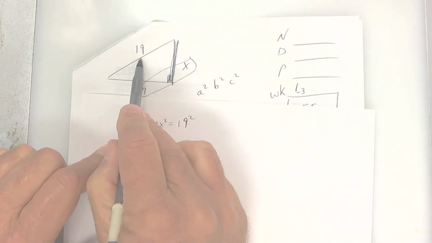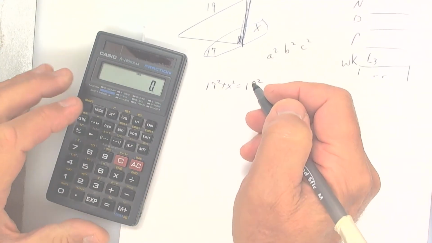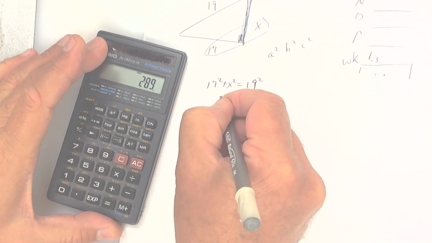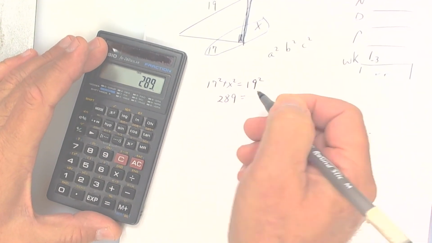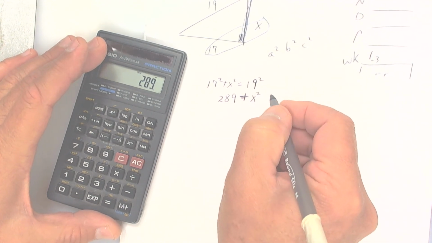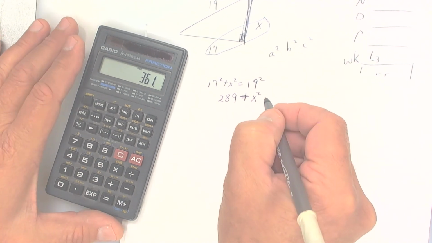All right, this one is your hypotenuse. That's the longest side. So you're going to take your calculator, 17 squared. Get a calculator. I do have some in the classroom. If you're using my calculator, do not take it out of the room, okay? And then 19 squared is 361.